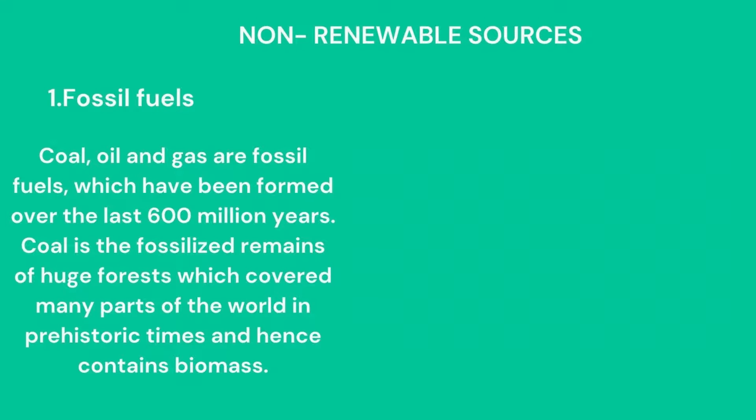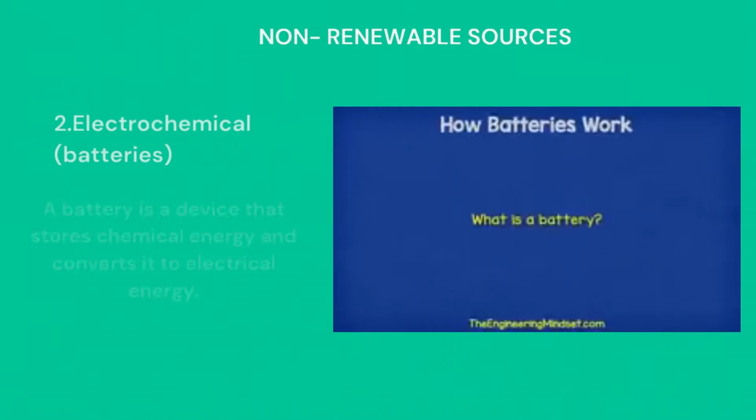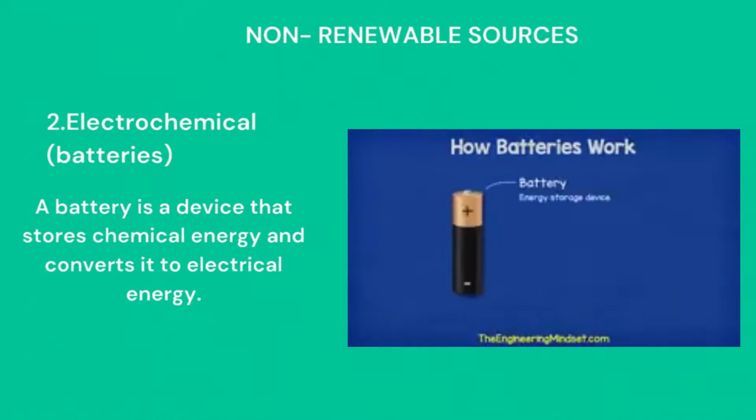In the Philippines, around 69% of our electricity is derived from fossil fuels: coal, oil, natural gas, and biomass. In the world, around 75% of our energy is generated by combustion of fossil fuels. Power plants burn fossil fuels, and the heat generated during the process is used to turn water into steam, and this turns the turbines. On our second list, we have electrochemical, or the most commonly called batteries.